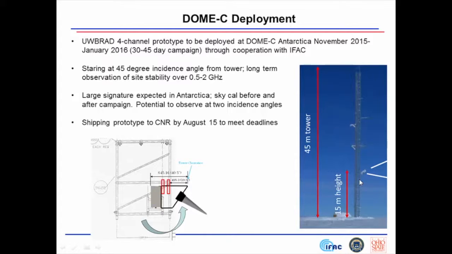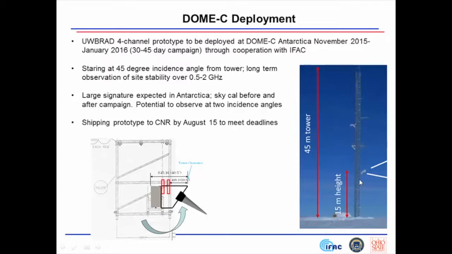For the aircraft deployment, we're going to be looking at nadir, but for the tower deployment, we don't want to look straight down at the tower, so we're going to look off at 45 degrees. And as I said, it's desirable for us to be in Antarctica because we expect to see this large signature versus frequency. So really our first result we're hoping to get out of this campaign is that we see that significant change in brightness temperature, with higher brightness temperatures at lower frequencies. And then we'll also be trying to see if we can use that to retrieve temperature information.